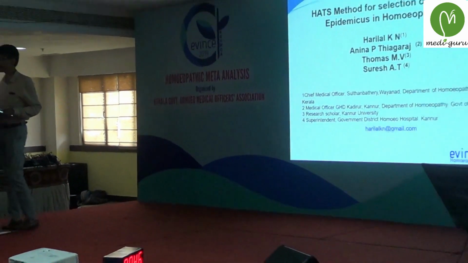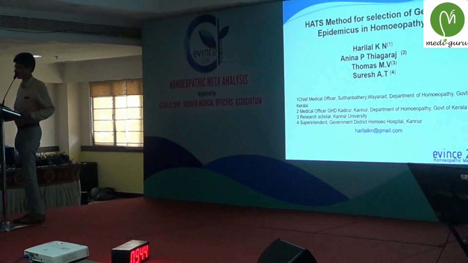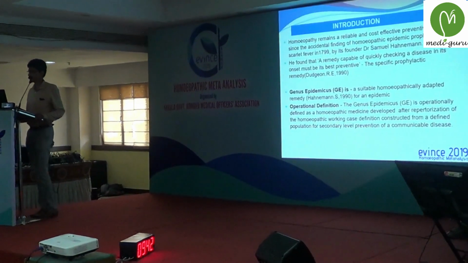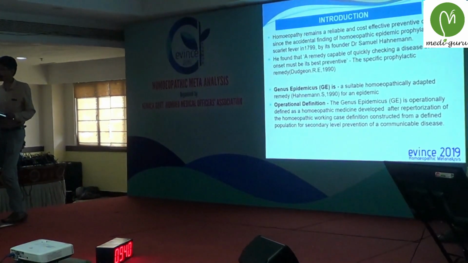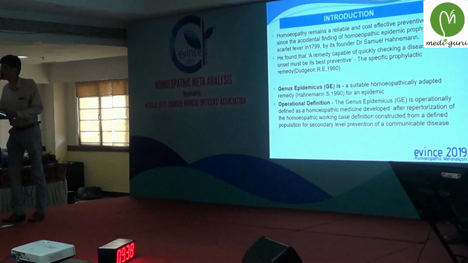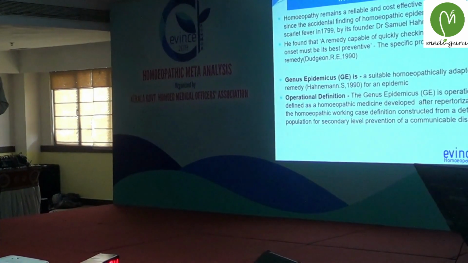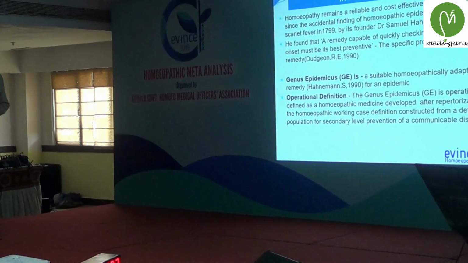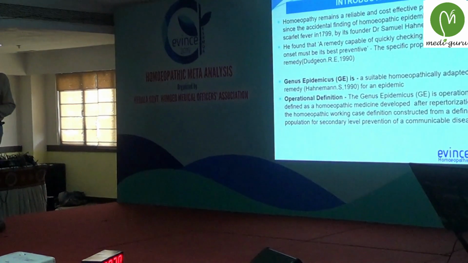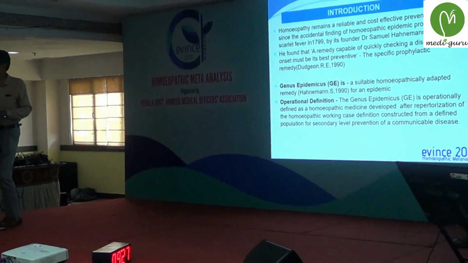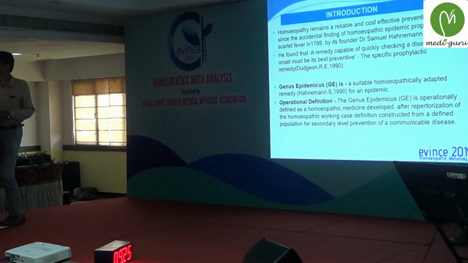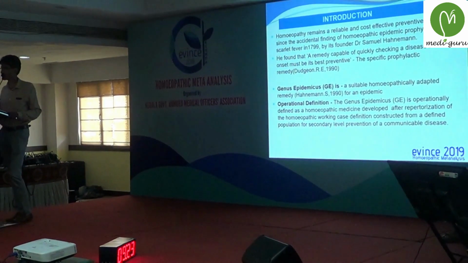Hat's method for selection of Genus Epidemicus in homeopathy. Introduction. Homeopathy remains a reliable and cost-effective preventive option since the accidental finding of homeopathic epidemic prophylaxis for scarlet fever in 1799 by its founder, Dr. Samuel Hahnemann. He found that a remedy capable of quickly checking a disease in its onset must be its best preventive. The specific prophylactic remedy, as it is called.